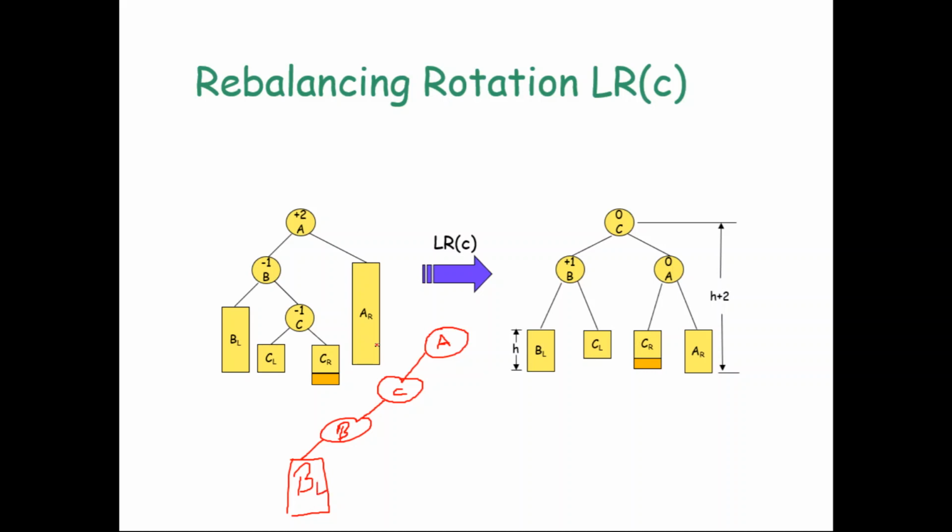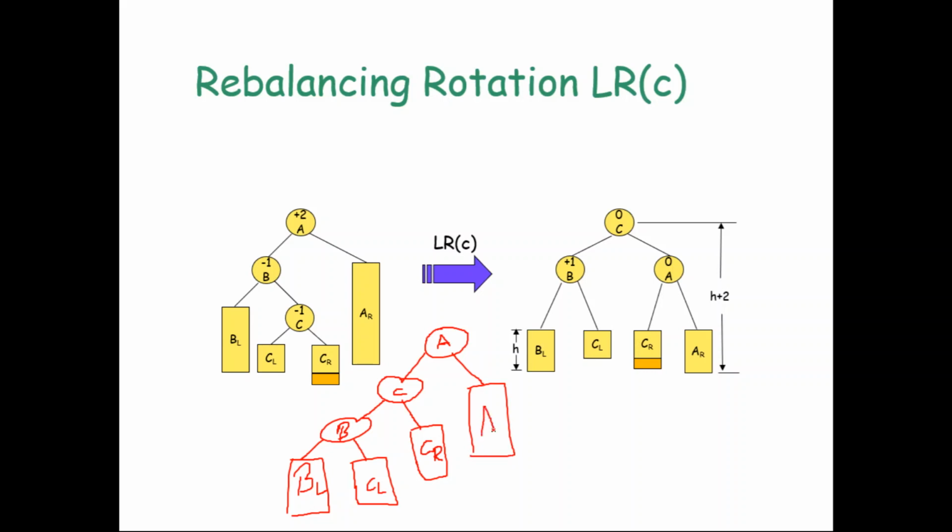Right? Okay, but when C goes up, where will CL go? CL is less than C, but is greater than B. So CL will become the right subtree of B. And CR will remain as usual as the right subtree of C. And AR will remain as usual as the right subtree of A.